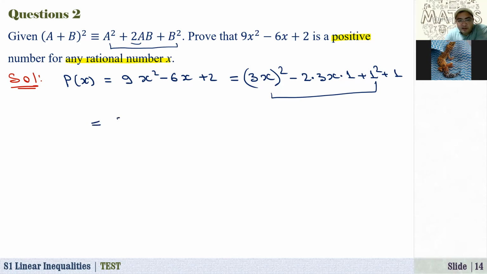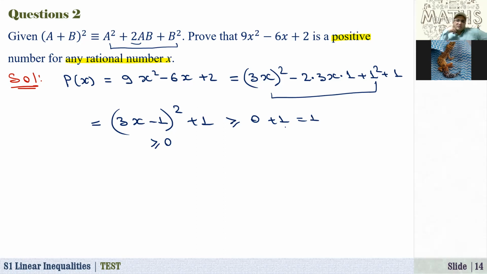So now I can just write here as 3x minus 1 squared plus 1. And something squared, right, is always greater than or equal to 0, which means that this thing is greater than or equal to 0 plus 1, and that's equal to 1. So a number which is greater than or equal to 1 is always greater than 0. And which proves that actually this expression is always positive. Even actually its minimum value is 1. It cannot be less than 1.